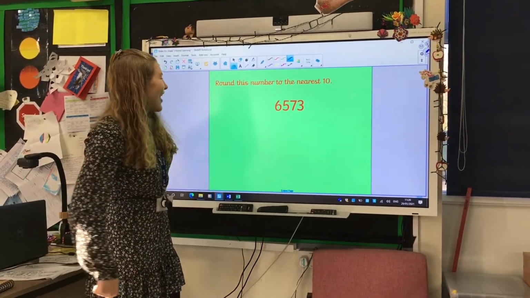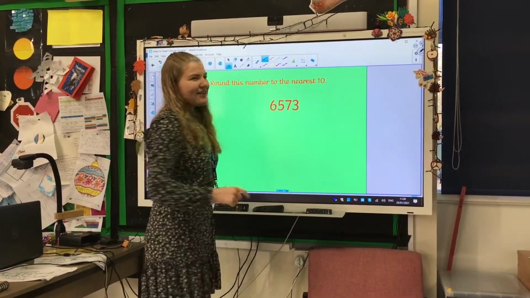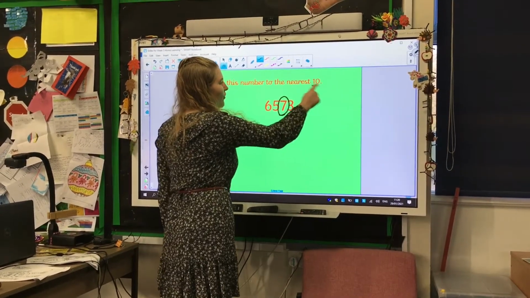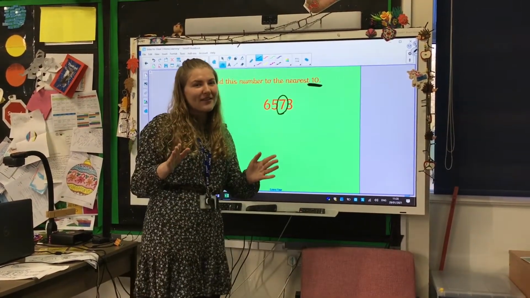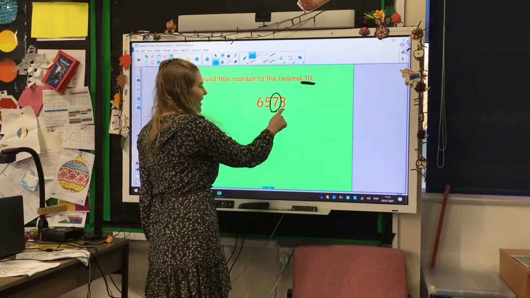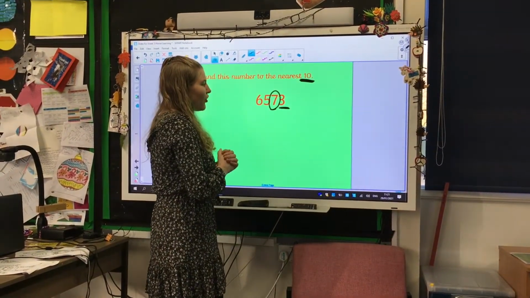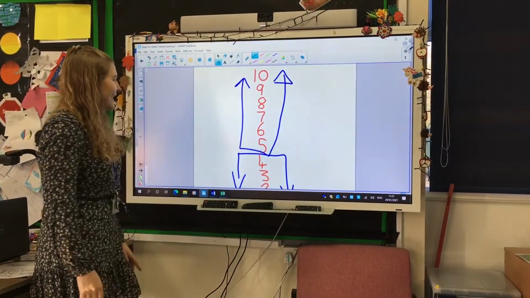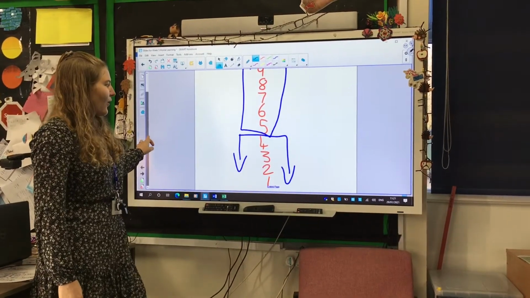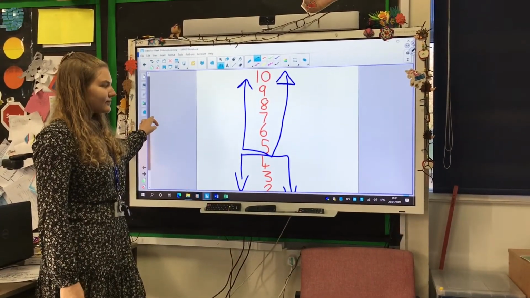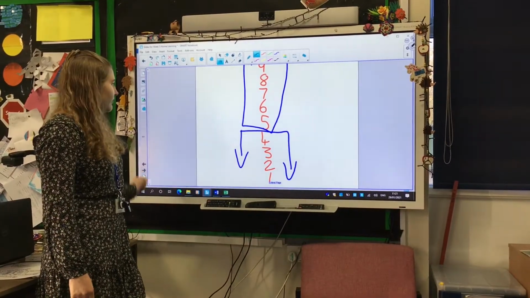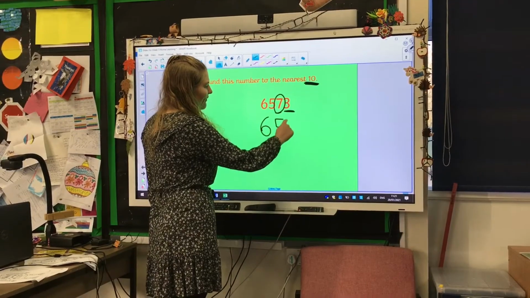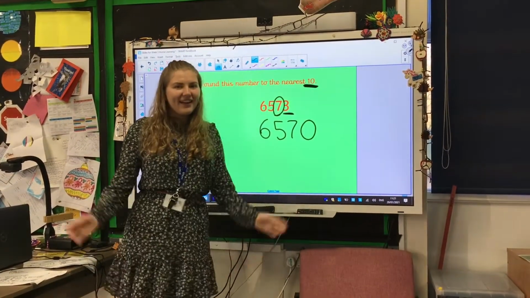Okay, welcome back. Hopefully we have successfully rounded this to the nearest 10, but let's have a go just in case. So if we're rounding to the nearest 10, we need to circle the tens because we're rounding to the nearest 10. And we're going to underline the number next door. Okay, so this 3 is the number we are interested in. Have a look back here. Is 3 going to round up or is it going to round down? What do you think? Okay, it's going to round down. So that means this number is going to round to 6,570. Easy peasy.